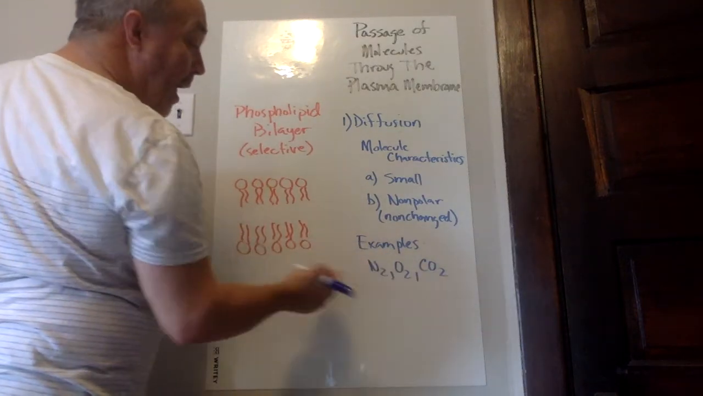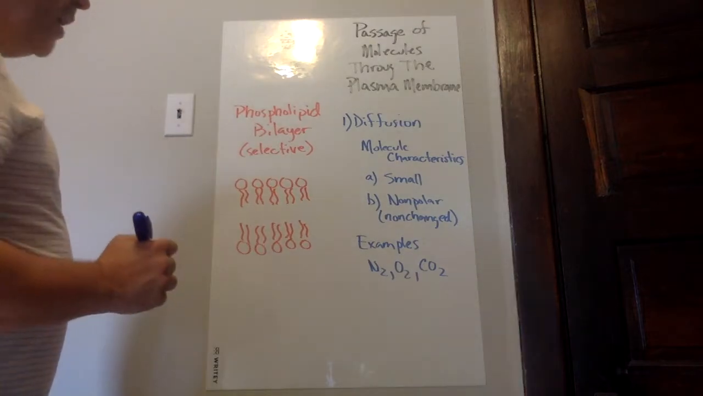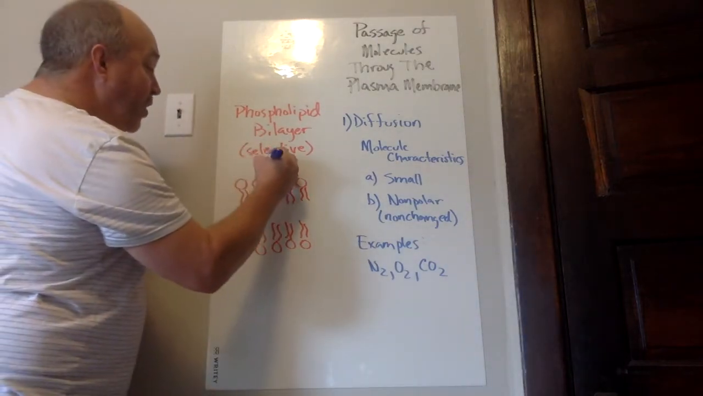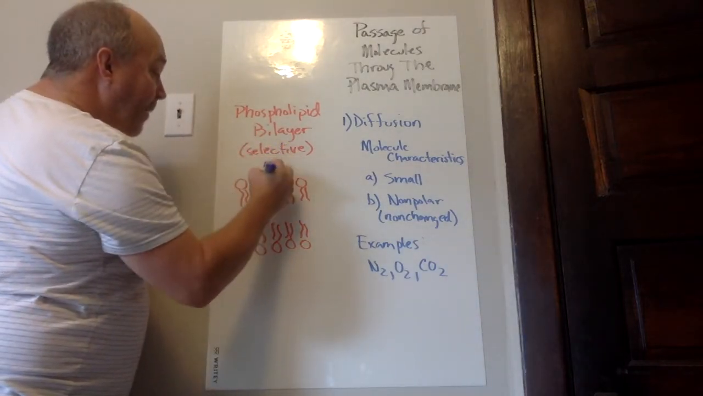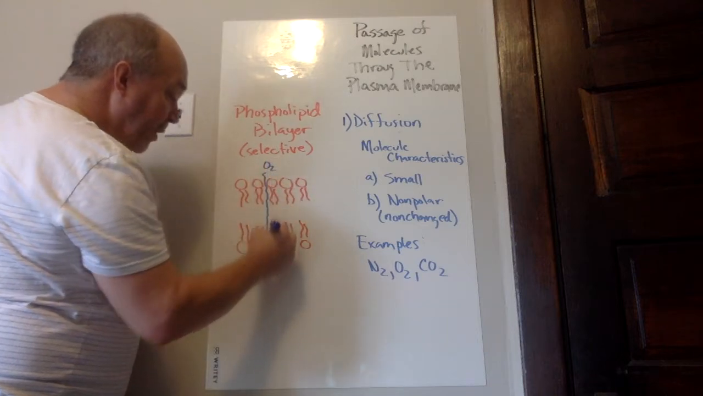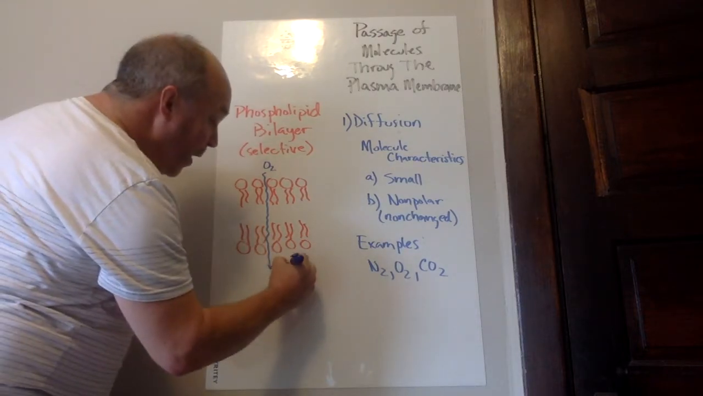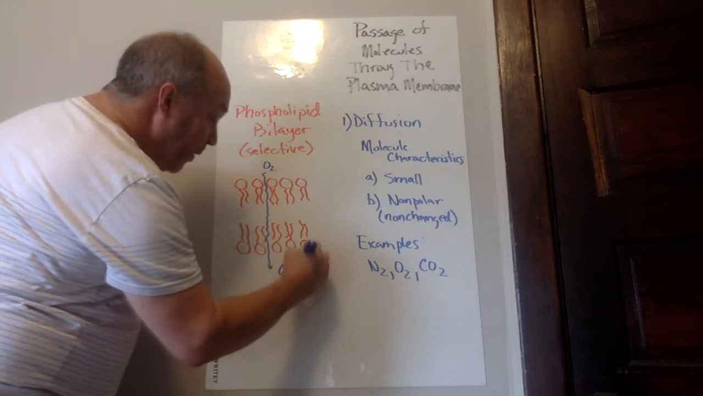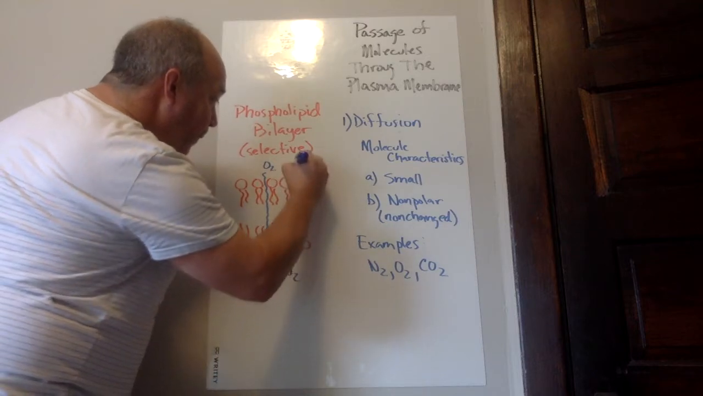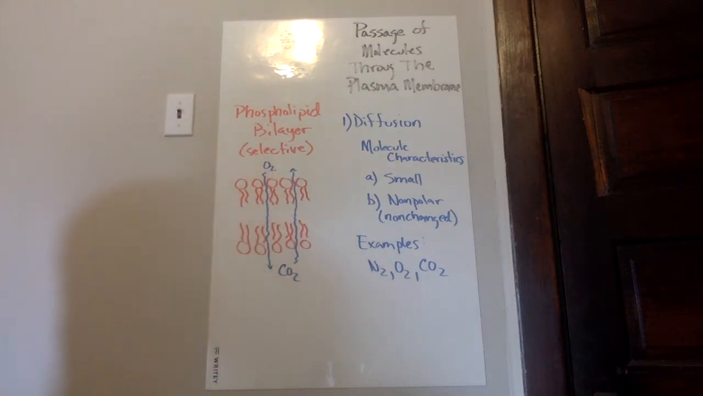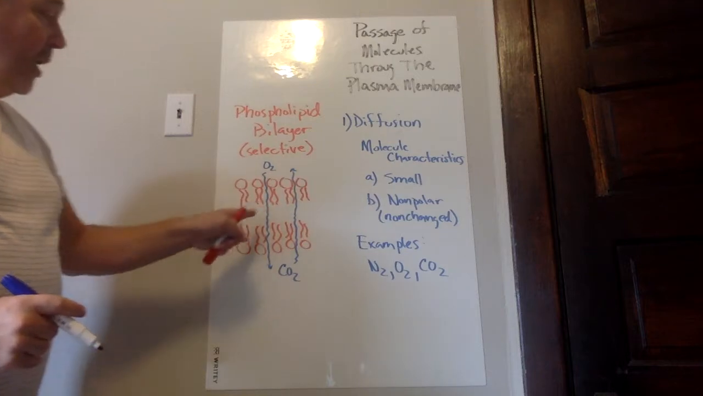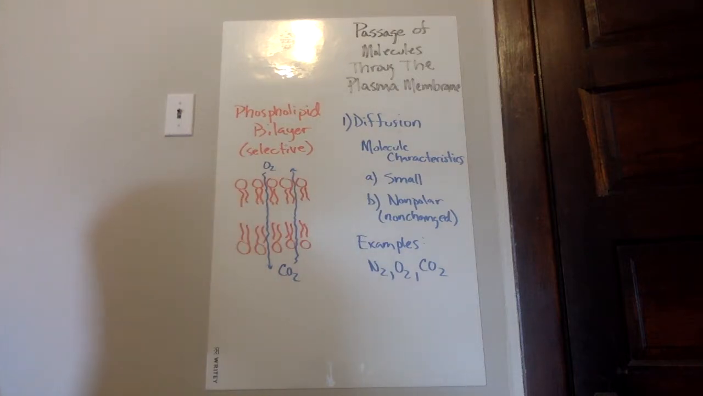You notice that they're small. They do contain highly electronegative elements. But if you have oxygen on the outside of your cell, it's able to fit through those spaces between the phospholipids. Or carbon dioxide, when we want to get it out of our cells, it can also fit through those parts. So being small allows you to fit in between here.